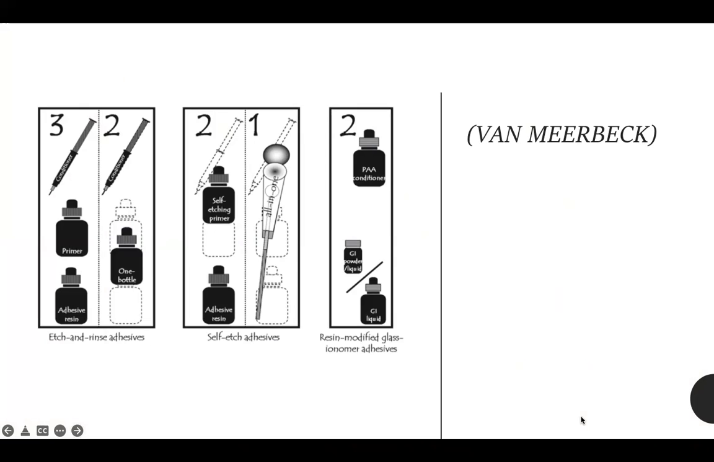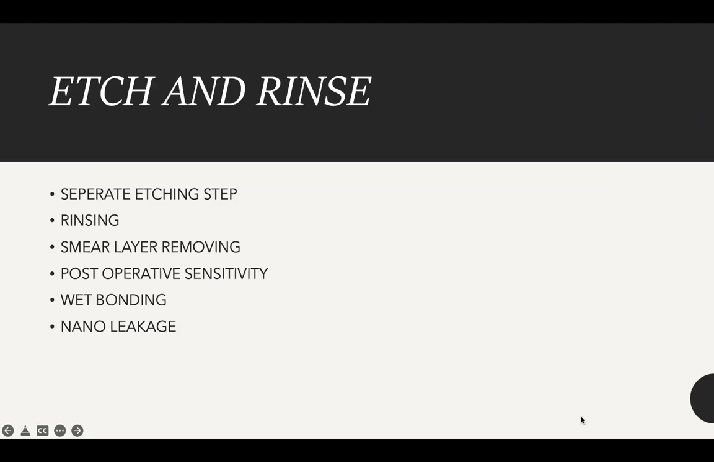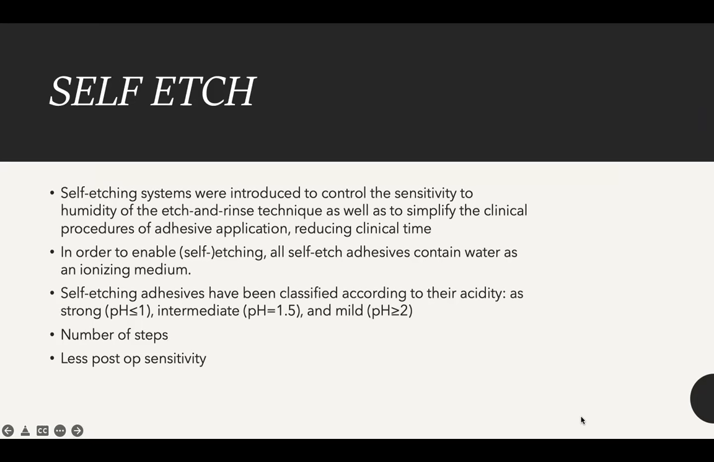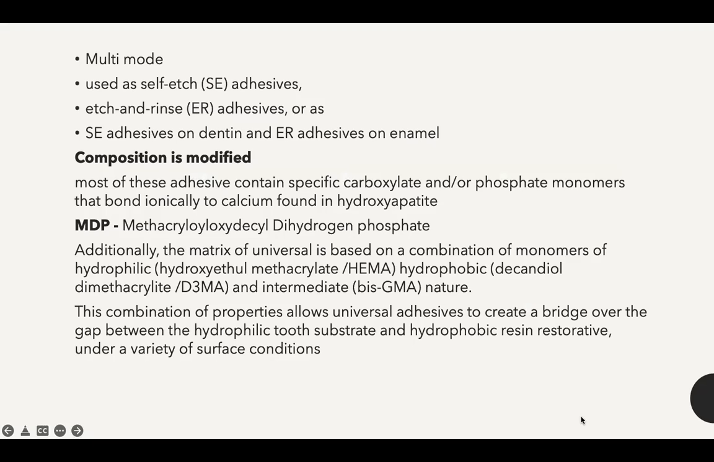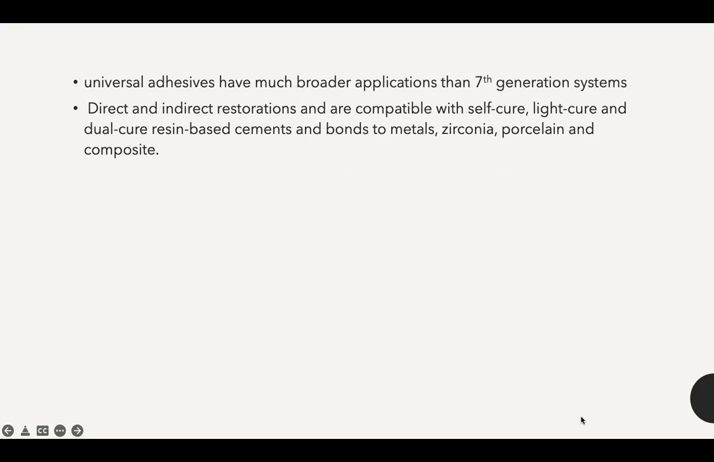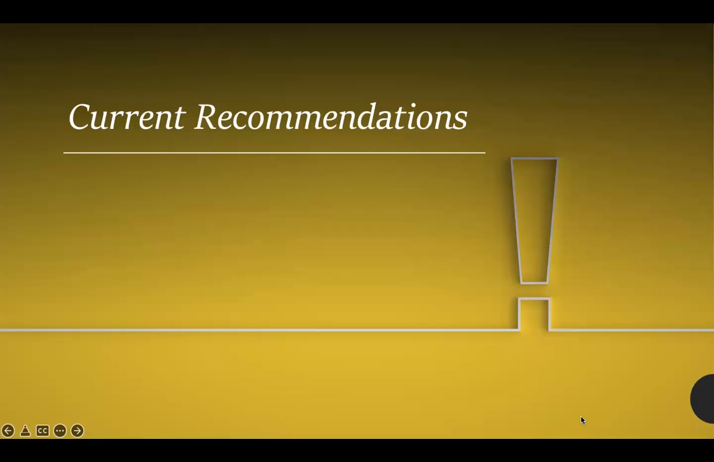This is Van Meerbeek's classification. Basically, it is etch and rinse, self-etch, and resin modified glass ionomer adhesive. Etch and rinse means we have a separate etching step and a rinsing step. In self-etch, mild acids are incorporated in the primer. Universal adhesive is nothing but a multi-mode adhesive. It can be used as self-etch or in etch and rinse mode. So universal adhesives have much broader application than the 7th generation systems. They can be used for cementing indirect restorations also.